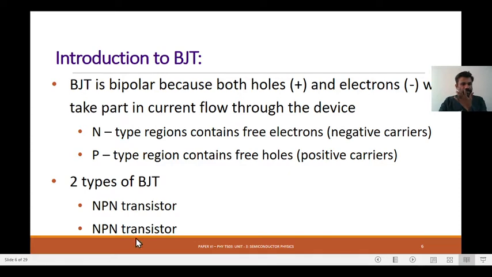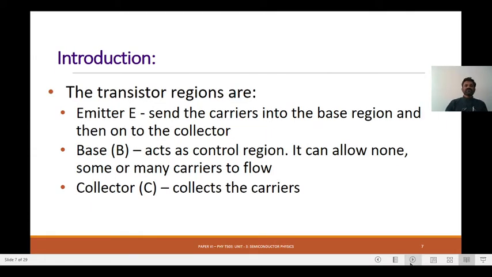Similar to NPN, there will be another transistor which is called a PNP transistor. Here the transistor regions, in the case of an NPN transistor or PNP transistor, there will be three regions. They are considered to be transistor regions. So the first one is called an emitter region.